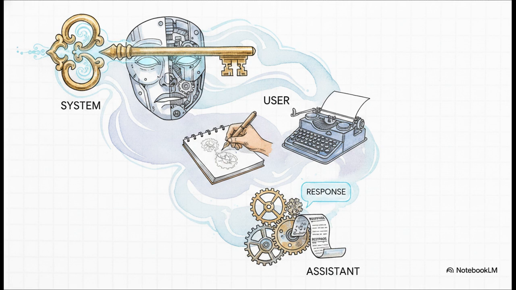The system role sets the overarching guidelines for the model's behavior. The user role represents you, the human, asking the question. And the assistant role, well, that's the model's generated response. So the crucial point is that the system tag is essentially the master key. It literally tells the AI who it is before the conversation even begins.